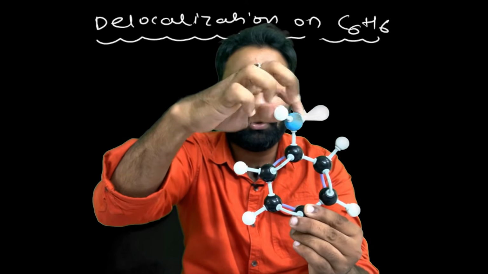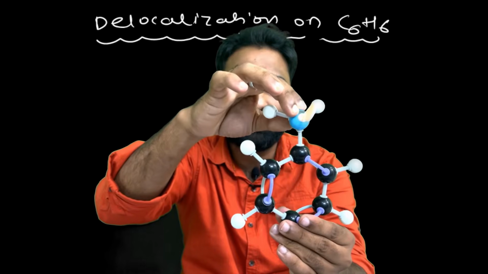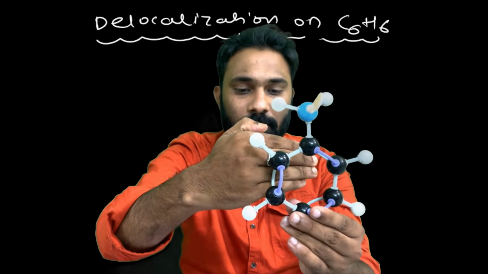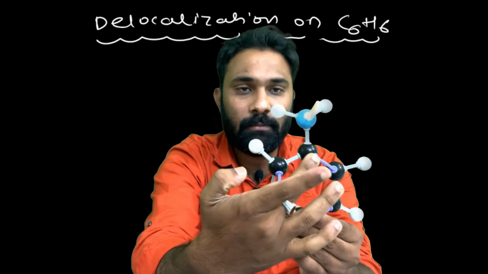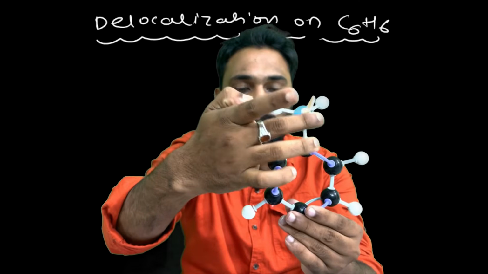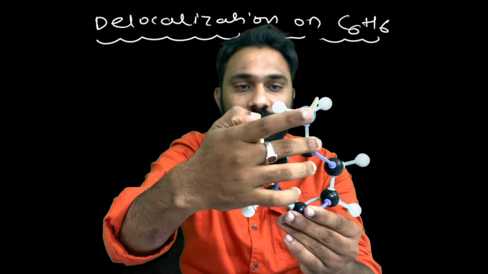Because for delocalization to happen, all the atoms should be in the plane, right? All the atoms should be in the plane. Now this benzene pi bond and this NH2 lone pair, both should be parallel to each other. How are they parallel to each other?